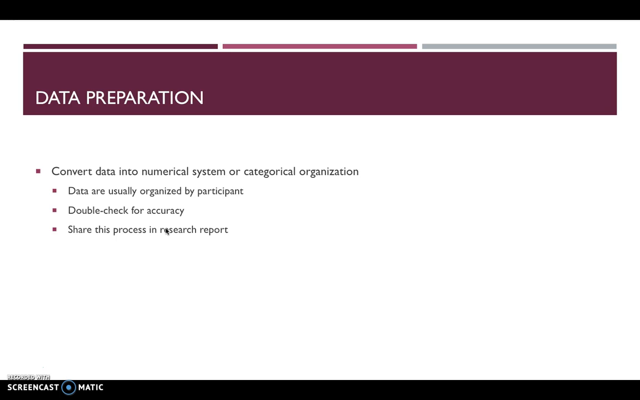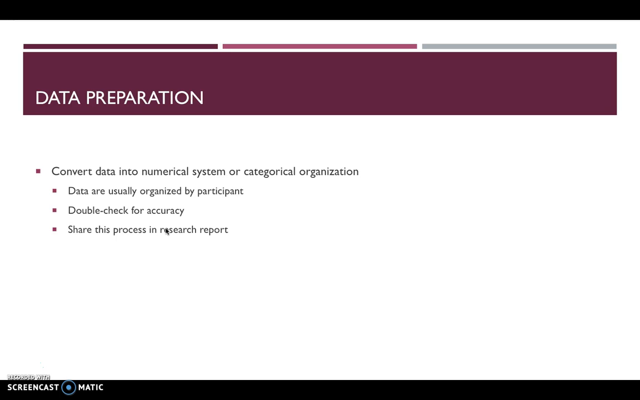Some surveys, for instance, have a strongly agree or strongly disagree. Oftentimes, that's the Likert scales that you have in surveys. Oftentimes you need to convert those into numerical data, like maybe a 5 is a strongly agree and maybe a 1 is a strongly disagree. And so that's one way to prepare the data.